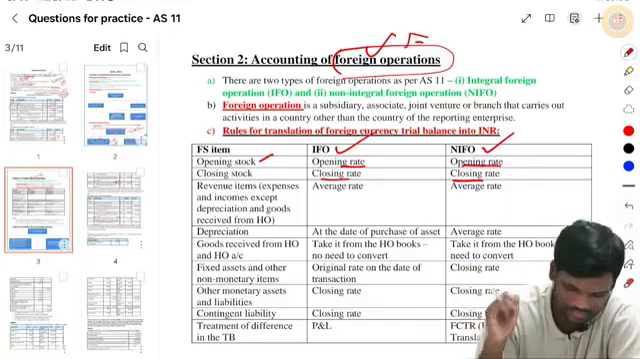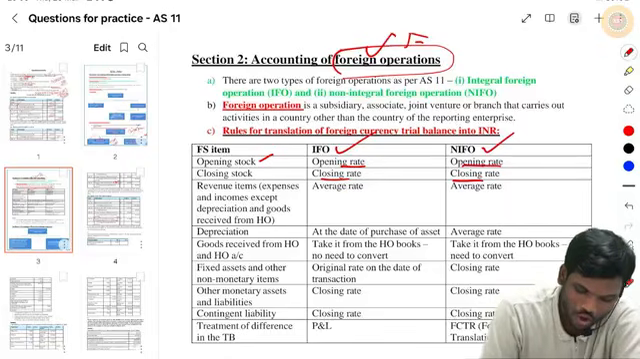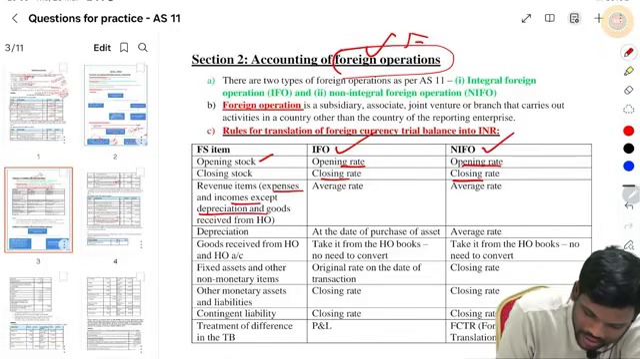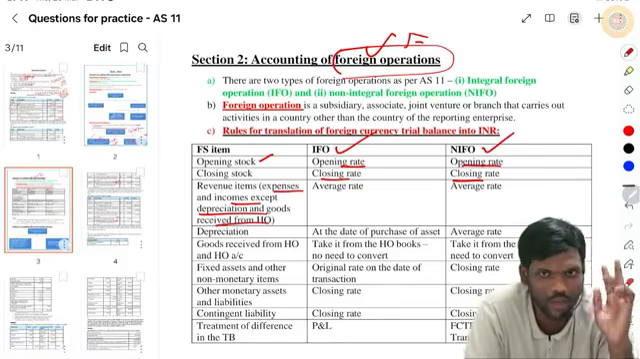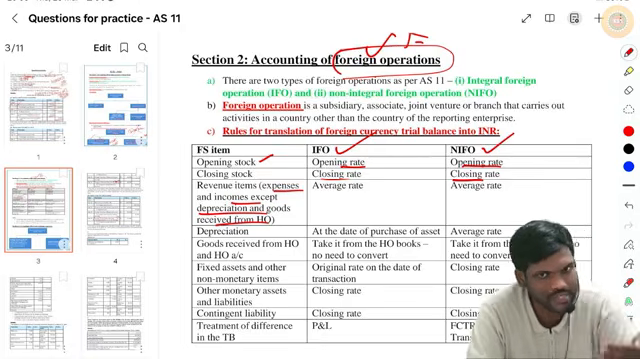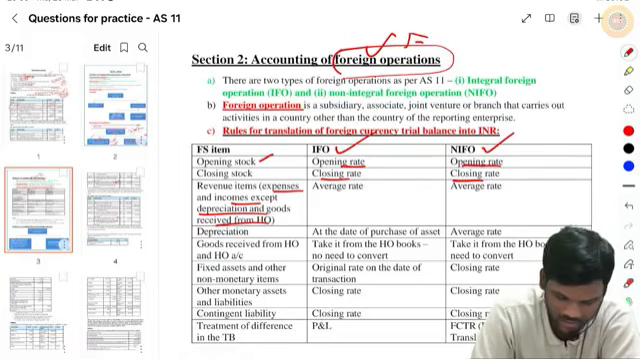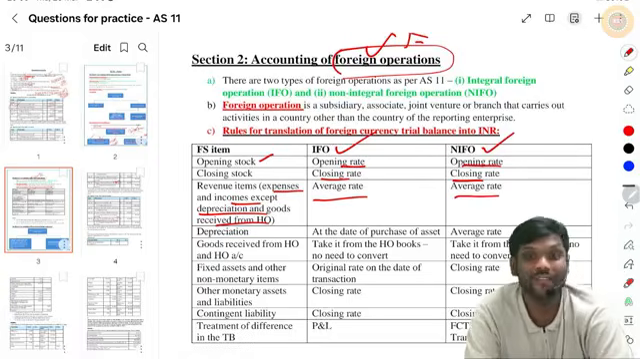Okay, now let us see. Next, revenue items, which means all income and expenses except depreciation and goods received from HO. HO means head office. Here we are excluding these two things. Those two which we are excluding, we will discuss separately below. First, let us take what about other income and expenses, sir, except these two. That needs to be converted using the average rate.